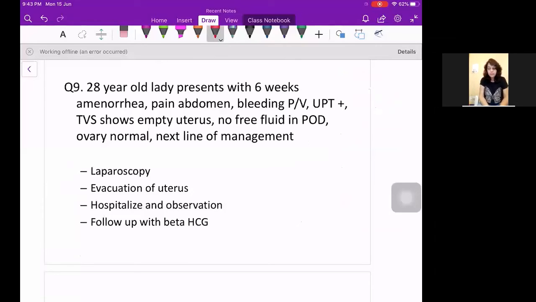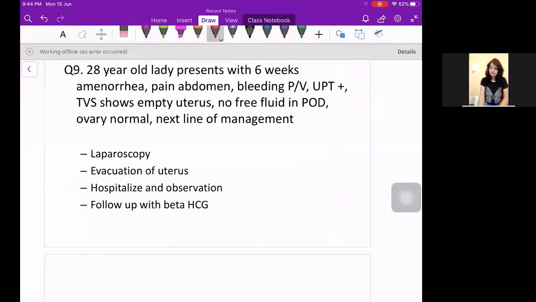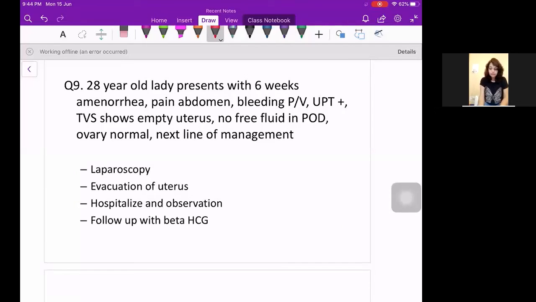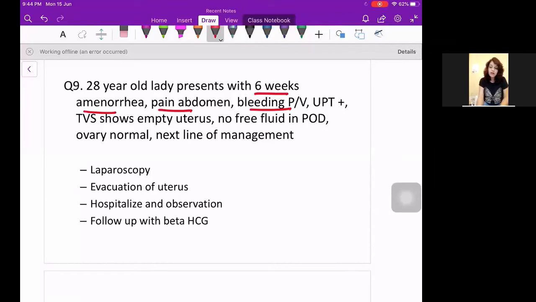28-year-old female presents with 6 weeks amenorrhea, pain abdomen, bleeding per vaginum, UPT, that is urine pregnancy test, positive, and transvaginal scan shows empty uterus, no free fluid in the pouch of Douglas, ovary normal, next line of management. In this case, first of all, there is history of 6 weeks amenorrhea, pain abdomen, bleeding. So amenorrhea, pain abdomen, bleeding in the first trimester. It may be ectopic pregnancy. That is one possibility. Urine pregnancy test is positive and transvaginal scan shows that there is an empty uterus. That means no gestation sac in the uterus, but there is no free fluid in the pouch of Douglas and ovary is normal. What is the next line of management?